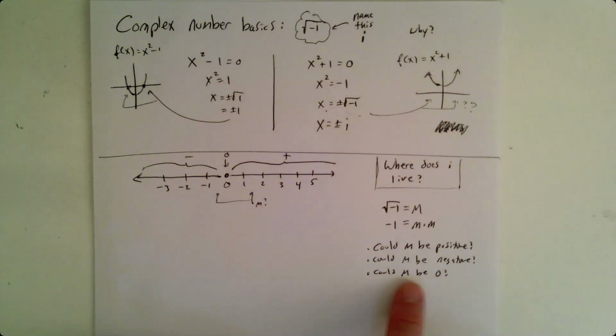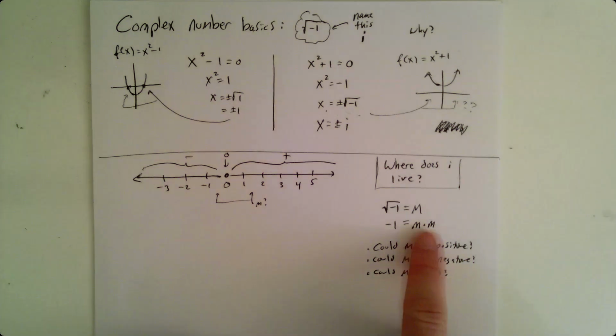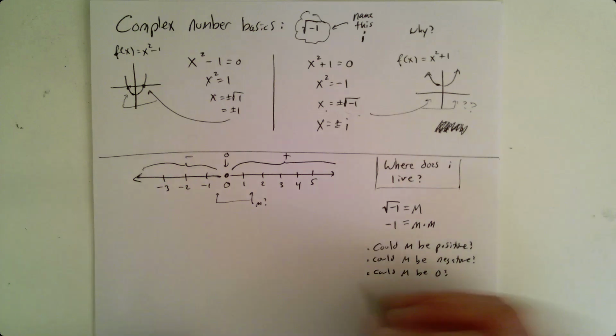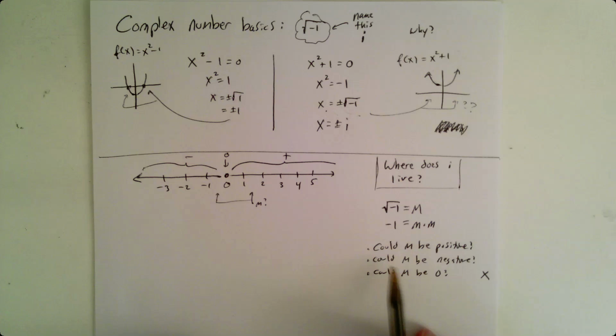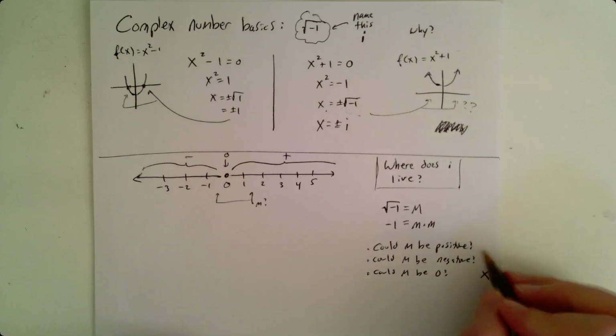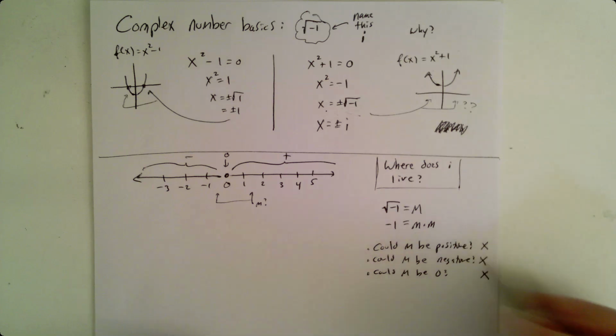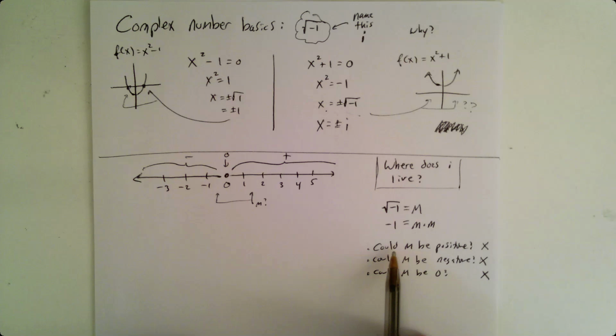So it seems like m can't be 0, because if it were 0, we'd have 0 times 0 equals negative 1, so that doesn't work. Could m be a positive number? Well, a positive number times a positive number is positive, so it can't be negative 1 either. Could m be a negative number? Well, a negative times a negative is also positive. So it seems like we have a good reason for feeling like m can't be any of those things.